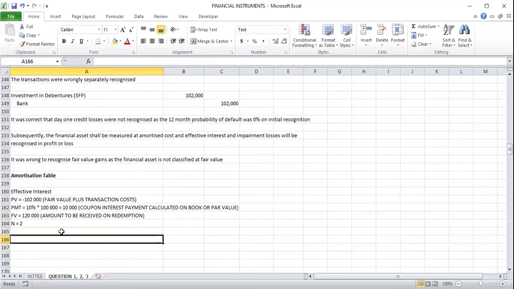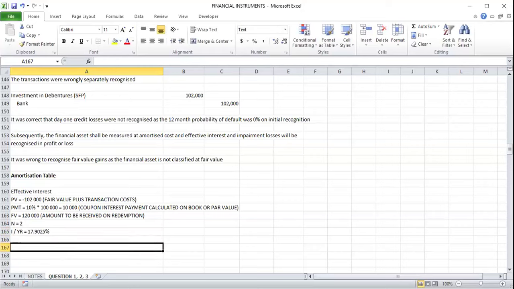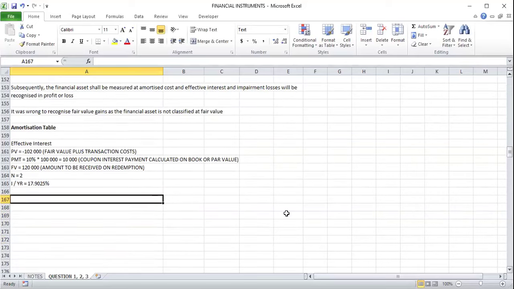So then our I, what would be our I there? Can you give me to about 4 decimal places? 17.9025. Thank you. Right. So then we'll have our amortization table here.